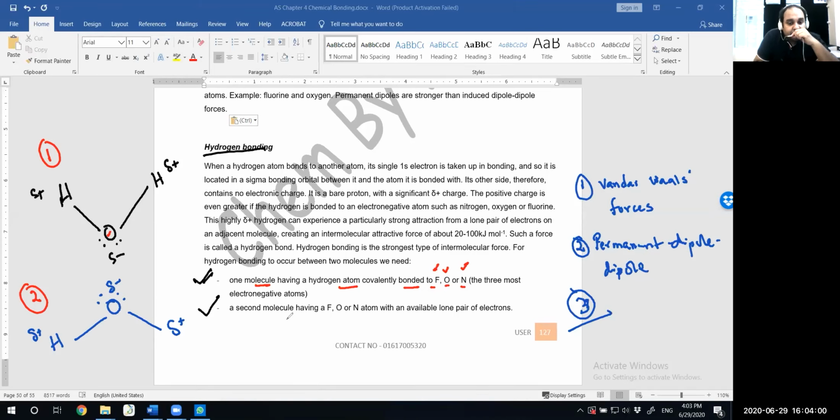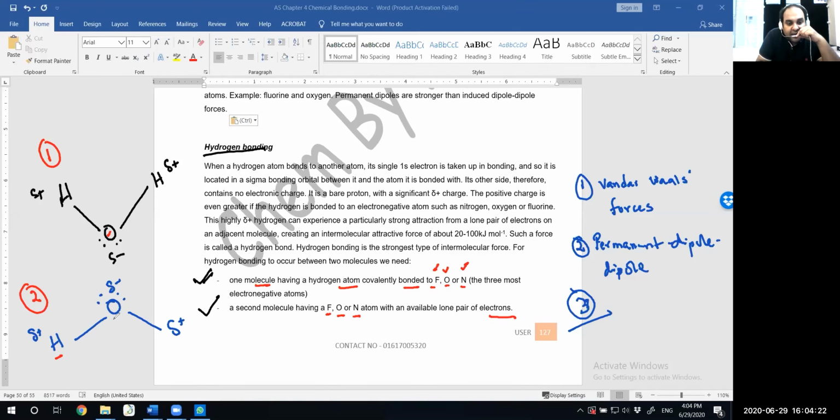And molecule number 2 has a hydrogen. In molecule number 2, there is a fluorine or an oxygen or a nitrogen atom with an available lone pair of electrons.